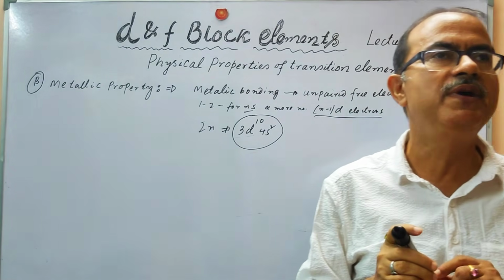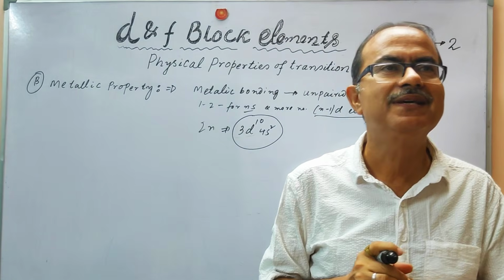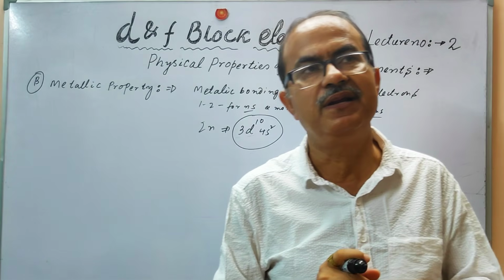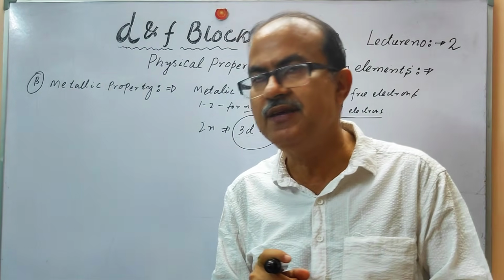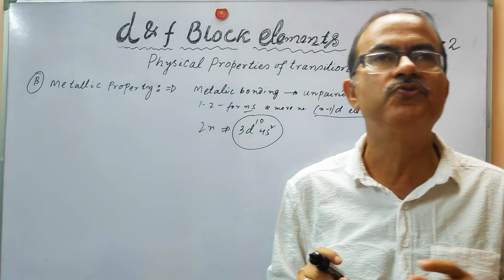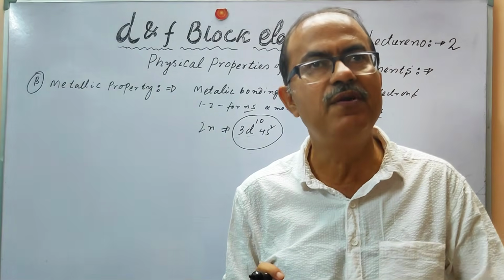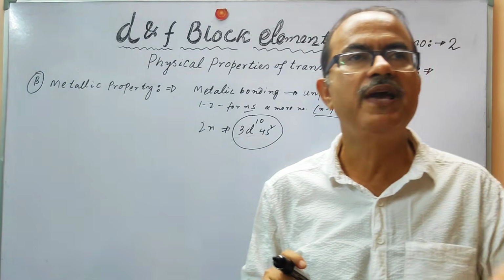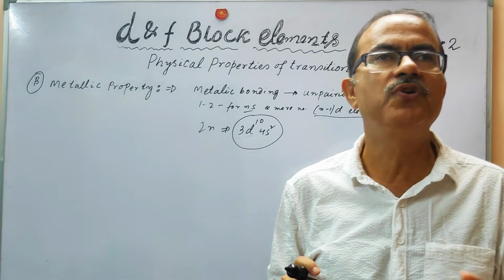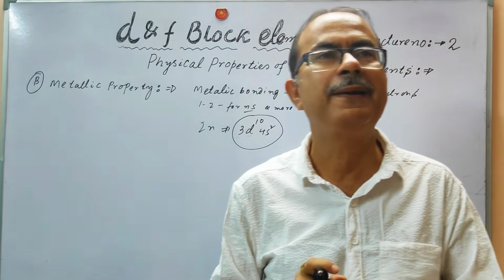That is why zinc metal is very weak, whereas chromium or tungsten are very hard metals. So this is the metallic property of the transition elements, and it is due to metallic bonding, and metallic bonding is due to unpaired electrons. More unpaired electrons are available for the transition elements, because from the (n-1)d subshell you get some electrons and from the ns you can get some electrons. More electrons means a strong metallic bond.